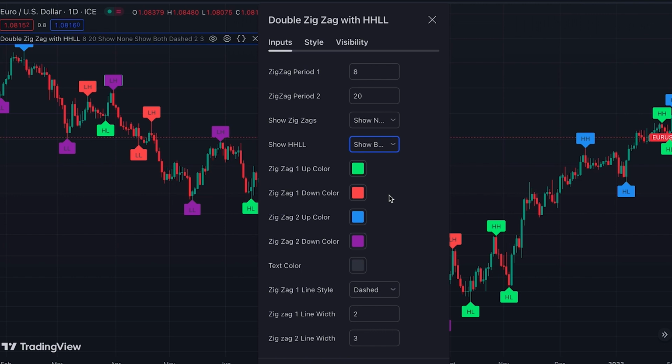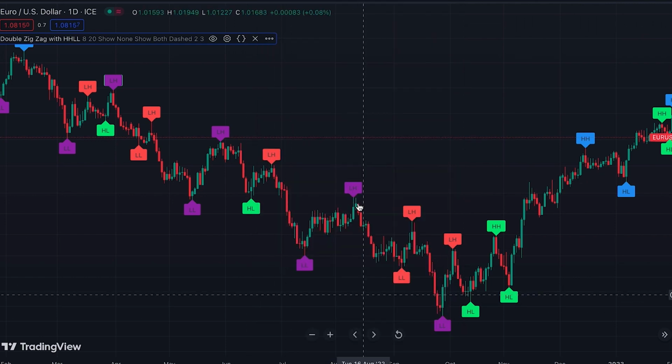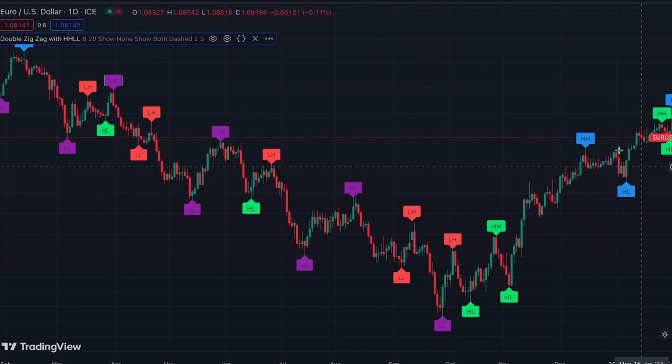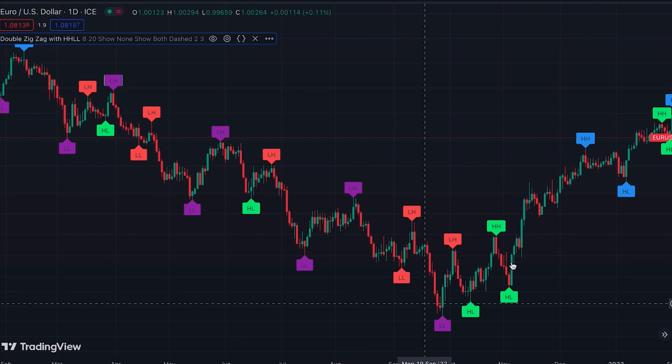Having both of them can help you track every turning point of the market, and you can distinguish between them with the help of colors. Alright, now with the help of this indicator that automatically shows lower highs, lower lows, higher highs and higher lows, you can easily identify trends and any changes that are happening in the structure of trends.